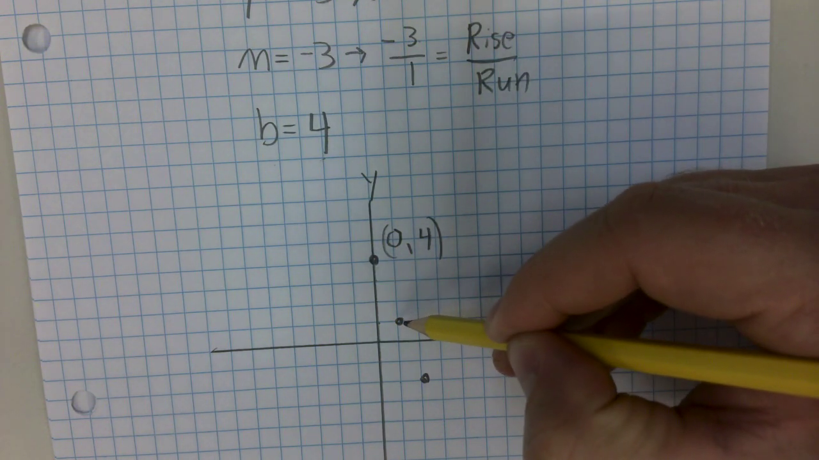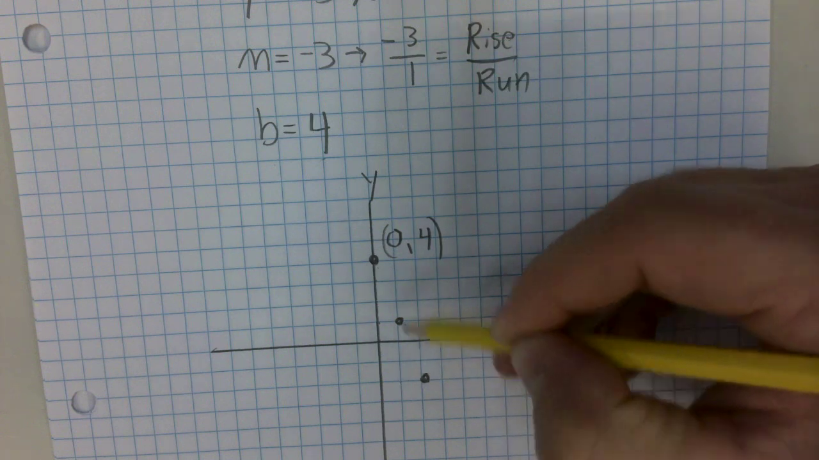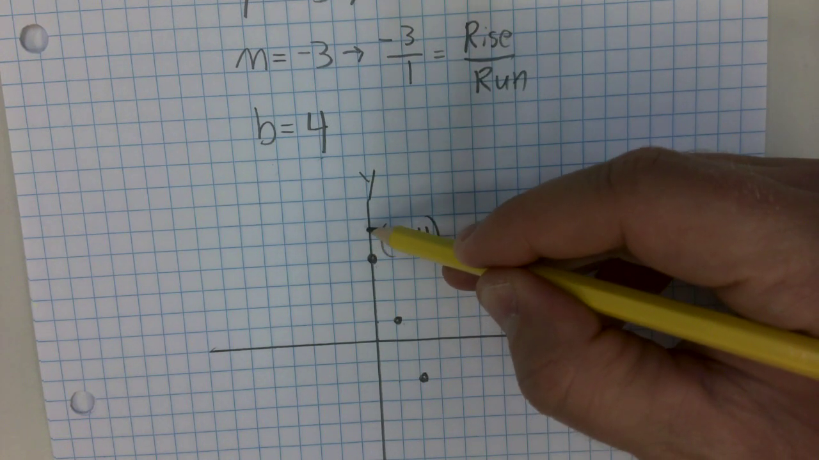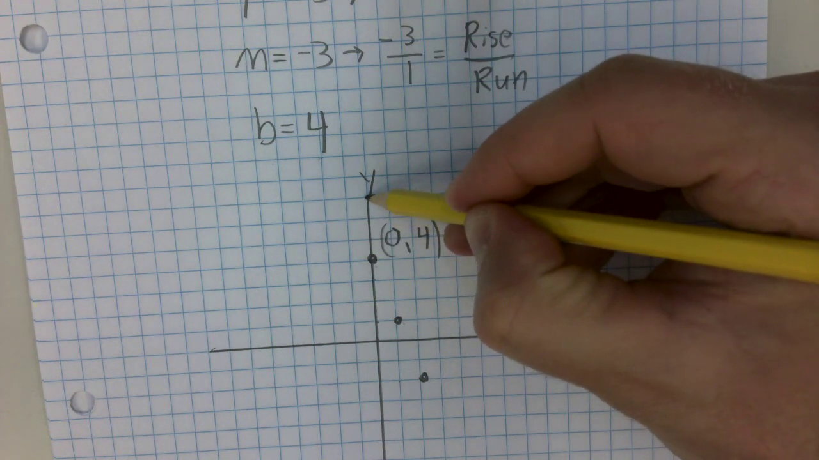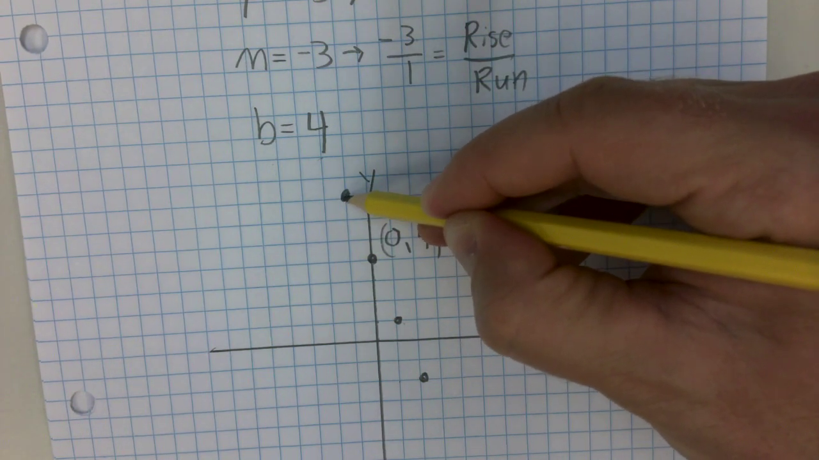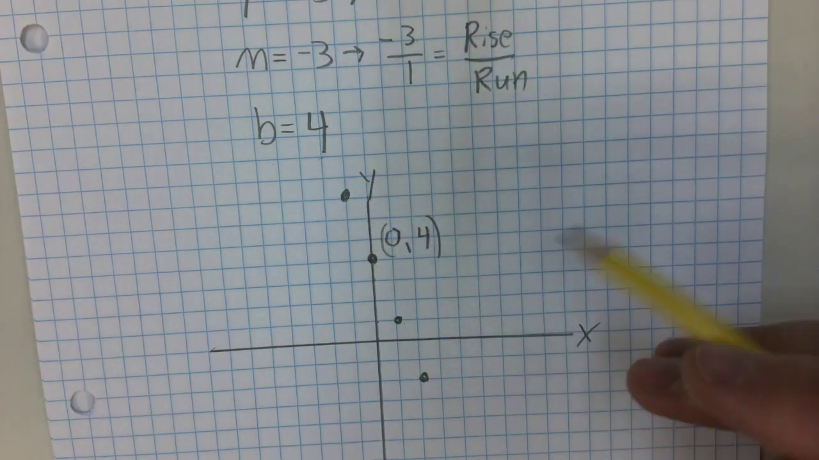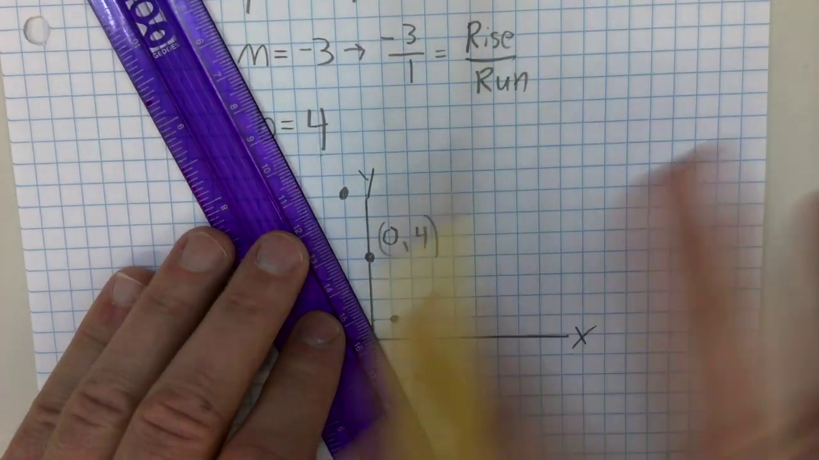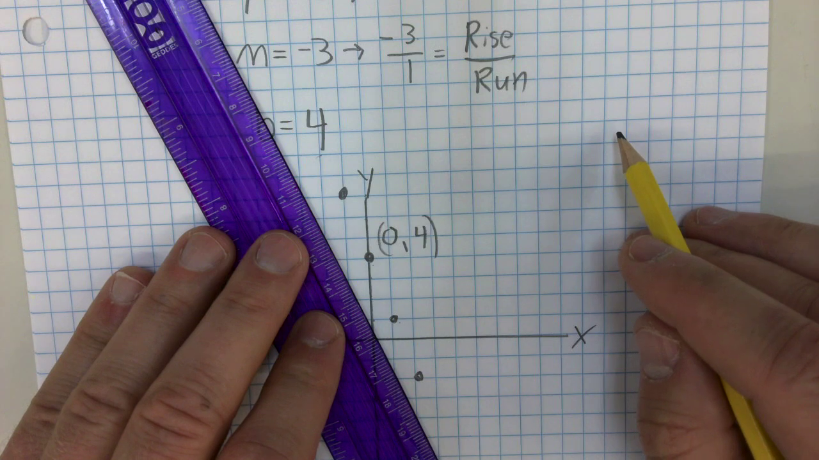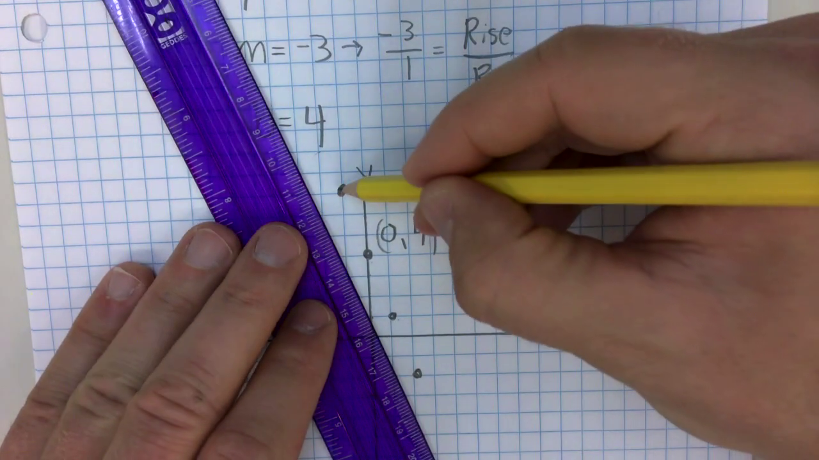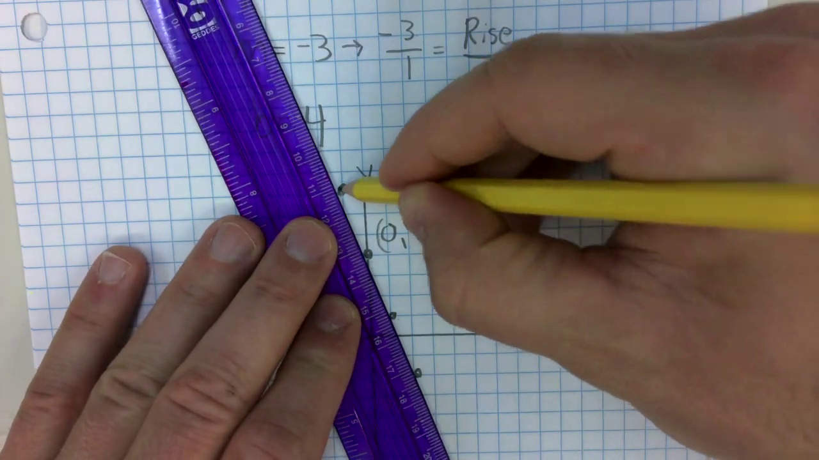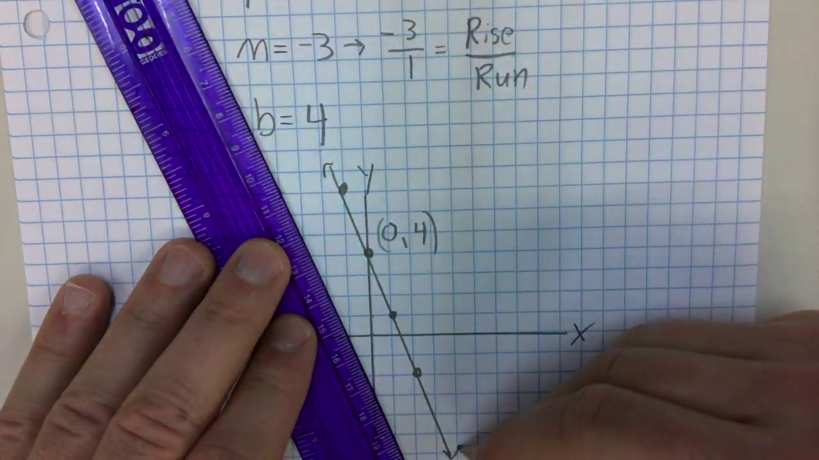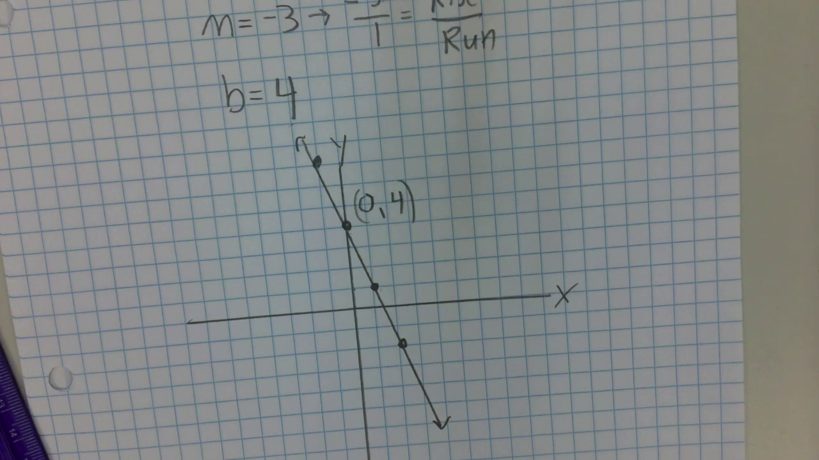The other way that I could have thought about this is I could have gone up 3, 1, 2, 3, and over to the negative world 1. And that would have been in line with my other points here as well. So with these problems, you kind of got to play around with the slope. As long as you're ending up with a negative slope when it's supposed to be negative, and all those points are in line, you're really good to go. And that is our line, and we're done.